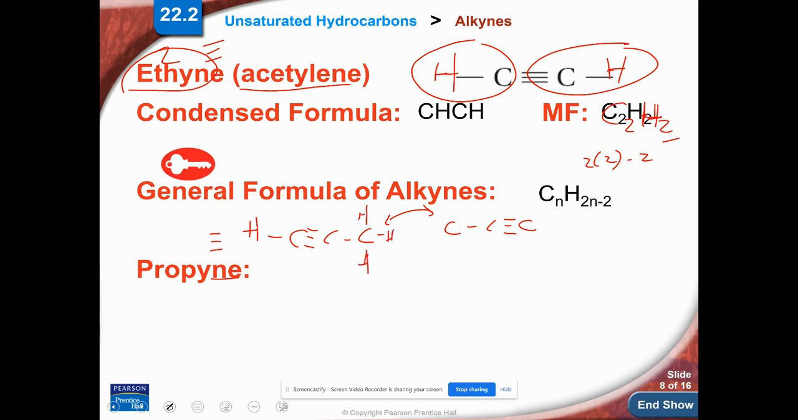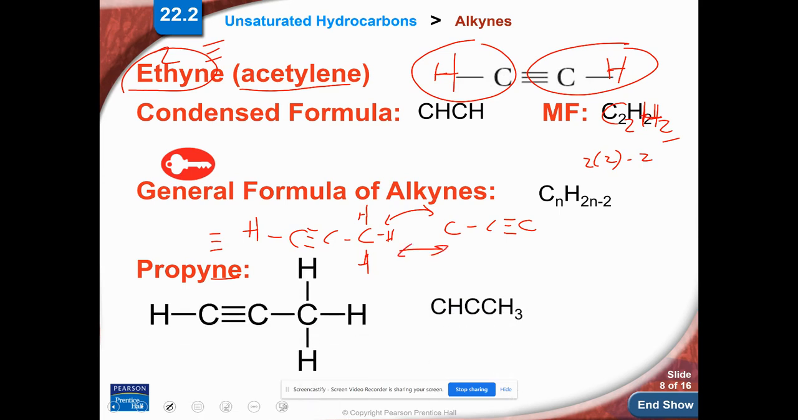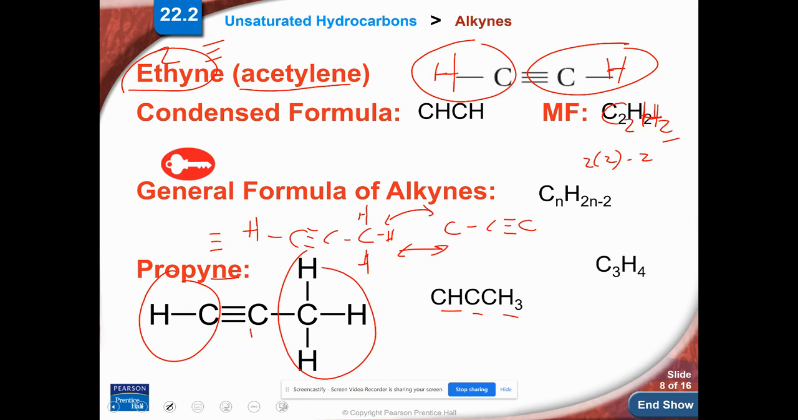So that's propyne. I don't need a number in propyne to indicate where that bond is located, because there's only one possible spot between the first and second carbons. Remember, these two things are the same thing. And then here we have the same thing, right? So now I have a CH, then a C, and then that CH3 for the condensed formula. And C3H4, does that match our CnH2n minus 2?